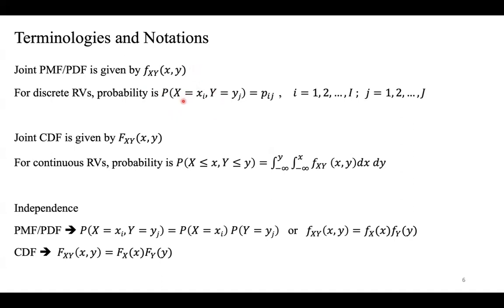So probability at a point, not just x is equal to something, but y is equal to something as well. So you're talking about one single point in that 3D space, right? x is one axis, y is one axis, and this output is going to be a third axis. And now these are discrete random variables. So x can take any value 1, 2, 3, 4 until I. y can take any values 1, 2, 3, 4 until j.